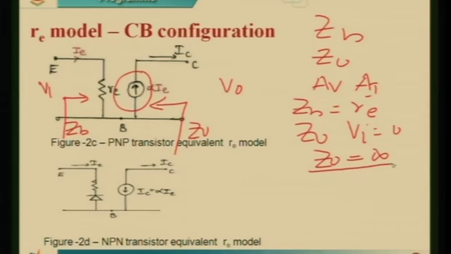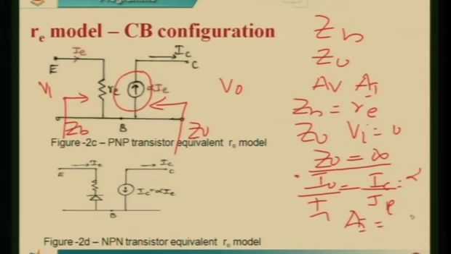Next we have to define the current gain. The current gain is the output current I0 divided by the input current Ii. The output current is IC and the input current is IE, and IC equals alpha times IE, so the current gain AI is equal to alpha.